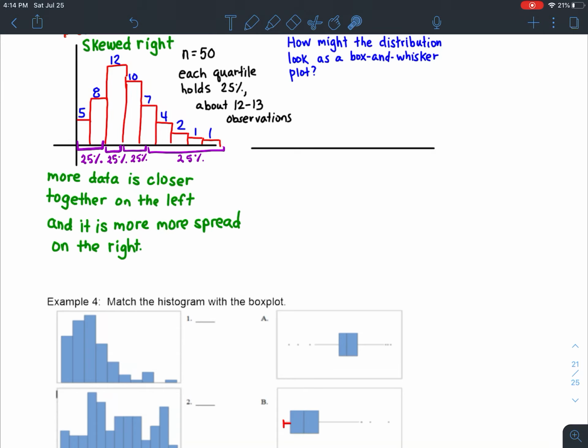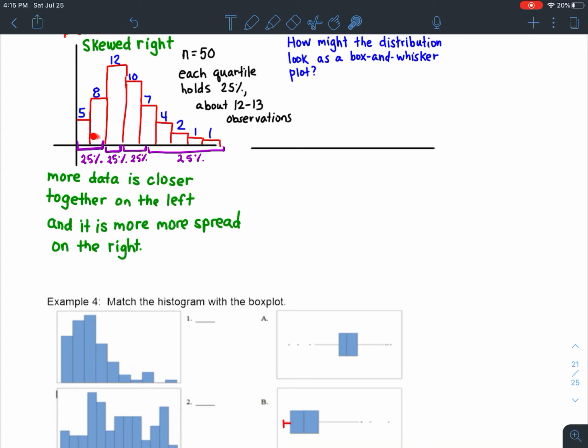Now here's what we want to think about. The more that the data is closer together, clumped together, like right here, there was a whole set of 25% of the data that was all right here in this section. Okay, so the more the data is together on the left, and the more spread out it is over here on the right. Okay, so when it's closer together, the whisker or that section of your box is smaller. When it's spread out, that's when you get a longer whisker, or it feels like the side of one box is longer than the other.